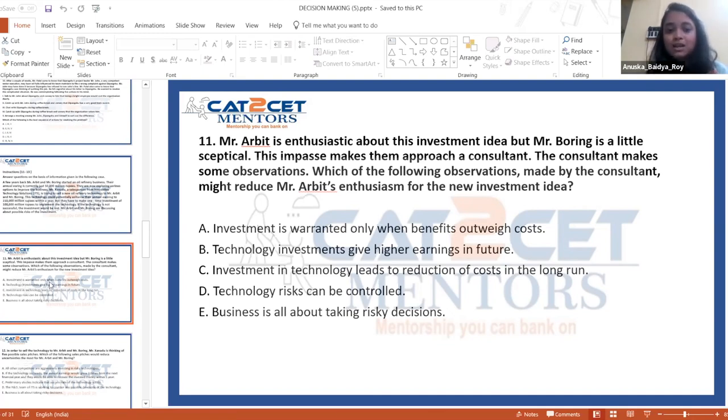Then between B, C, and D, they are not negating A, they are supporting A. So A is the best possible option that is actually negating A. Hence, our answer is option A.